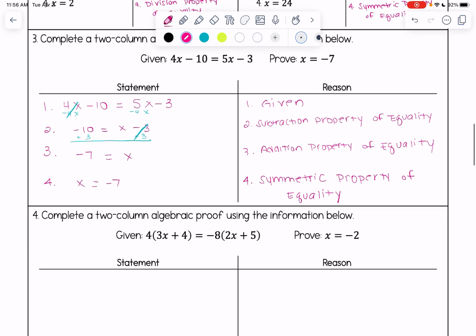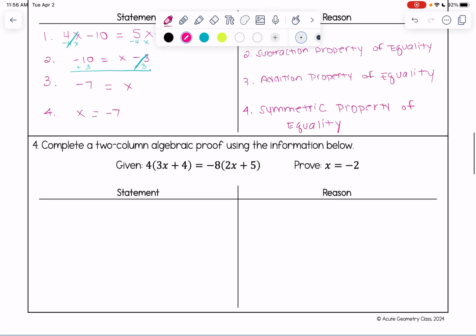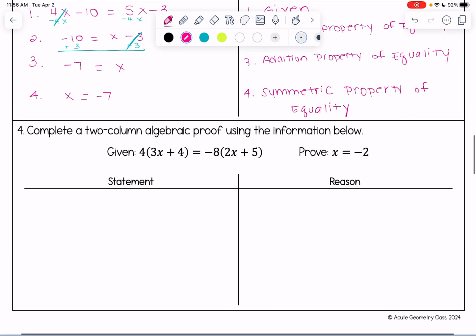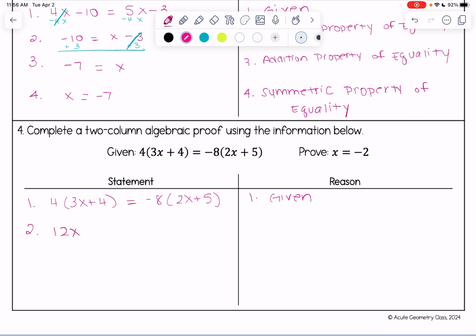All right, last sample question, number 4. Again, we're going to complete a 2-column algebraic proof. So I'm going to start with my given. 4 times 3x plus 4 is equal to negative 8 times 2x plus 5, and reason 1 is that it is given to us. If I was solving this equation, the first thing I would do is multiply using the distributive property. That would give me 12x plus 16 equals negative 16x minus 40. And I already said what we did here. That was the distributive property.